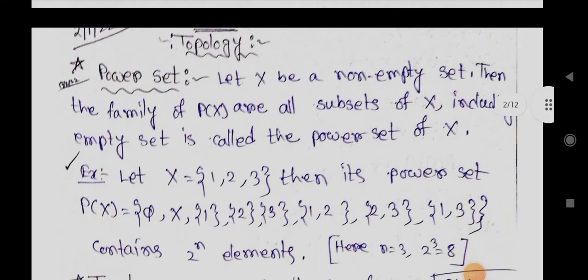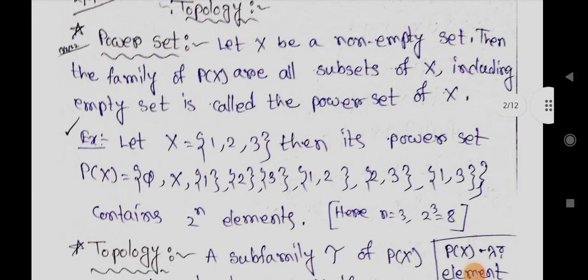Now start with the power set. What is a power set? Let X be a non-empty set, then the family P(X) of all subsets of X, including the empty set, is called the power set of X.